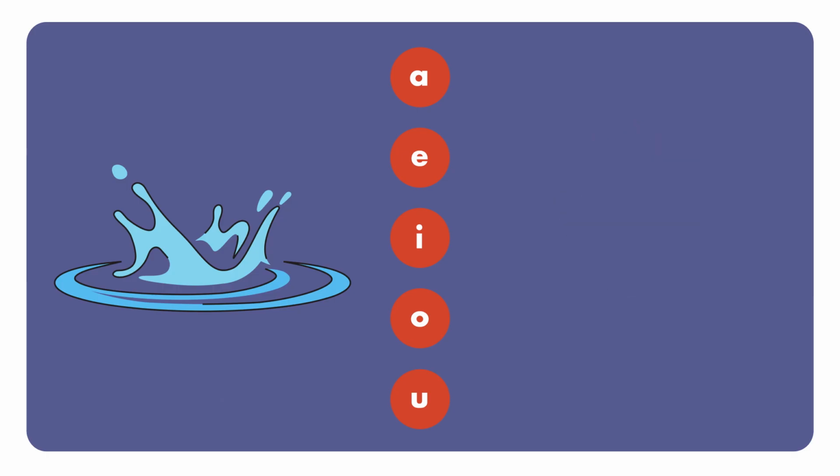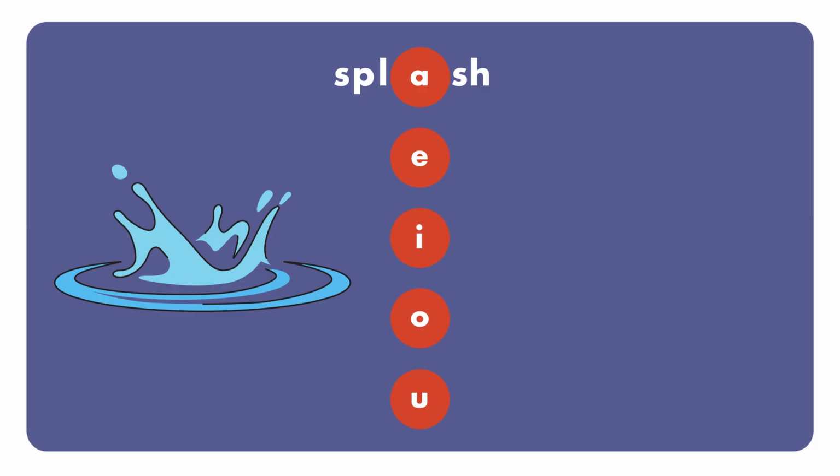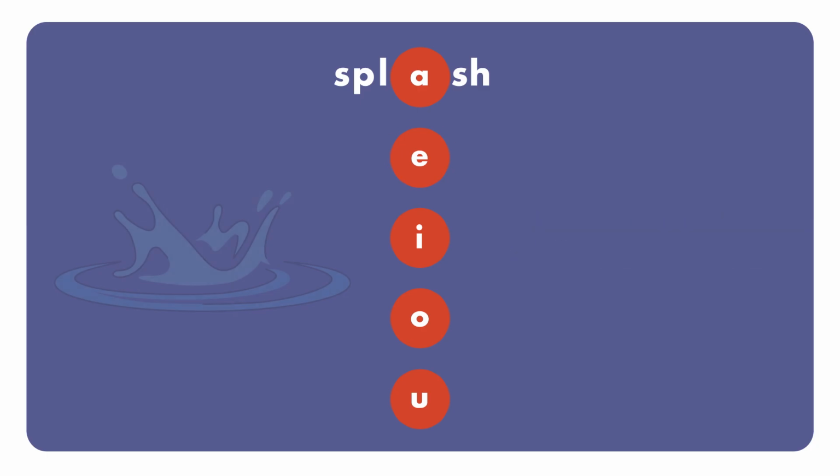When you write words onto your whiteboard, I want you to say each sound as you write the word. S, p, l, a, sh, splash. Next, add consonant letters to the vowel letter E to write the word quest.